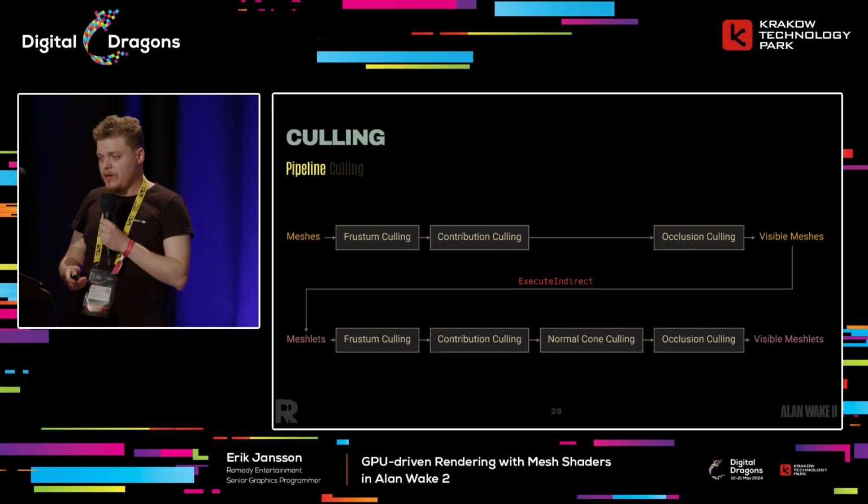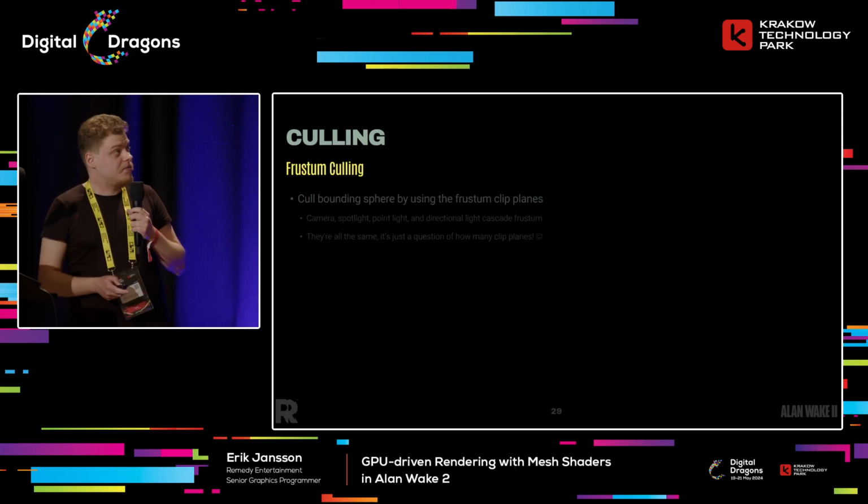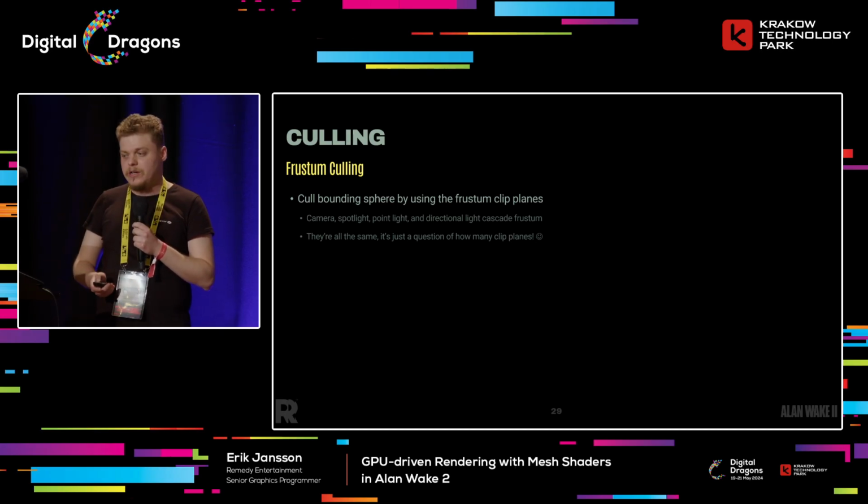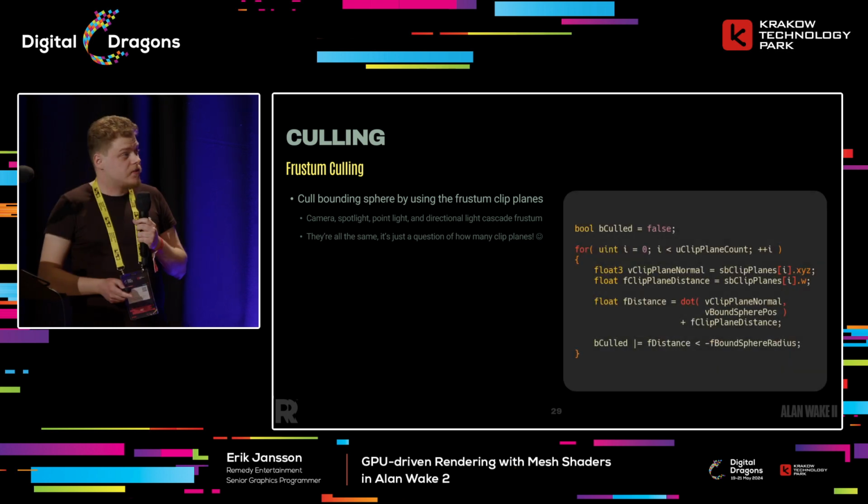So let's go through each type of culling. Frustum culling, I'm sure everyone knows about. You just have a bounding sphere, and you cull it against the clipping planes. And this could be anything: camera, spotlight. This is the code for it.